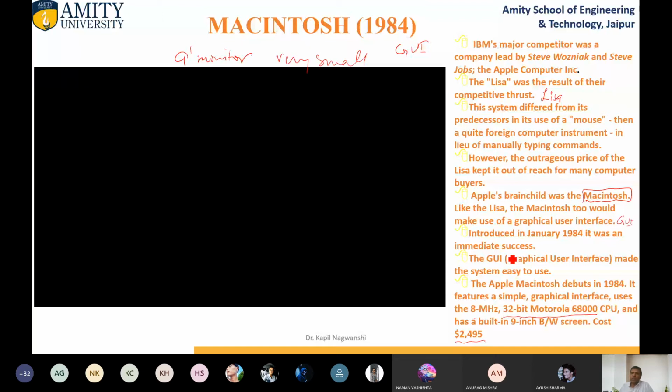The GUI made the system easy to use. Apple Macintosh debuted in 1984. It features a simple graphical interface, uses an 8 megahertz 32-bit Motorola 68000 CPU. Okay, this is an Intel-like processor and has a built-in 9-inch black and white screen. Okay, cost is around $2500. Okay, so let us see.